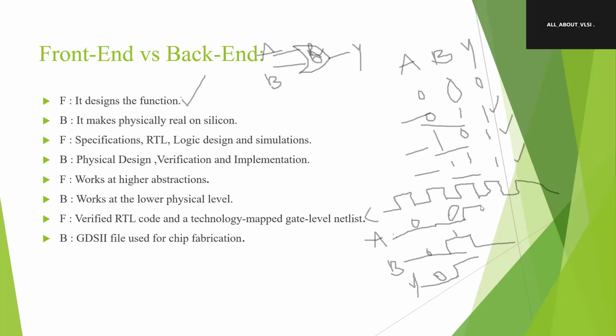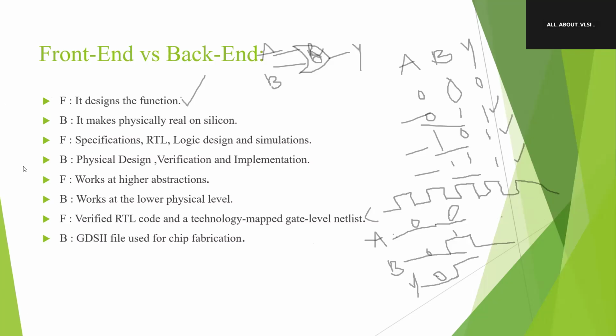Here my input is high, right? Up to this I'm getting high. After that also my input is high. Please try to understand. You guys should know about the functionality of the OR gate, right?